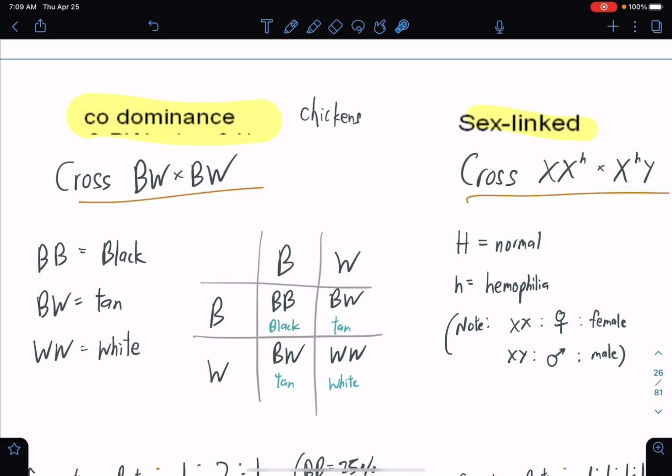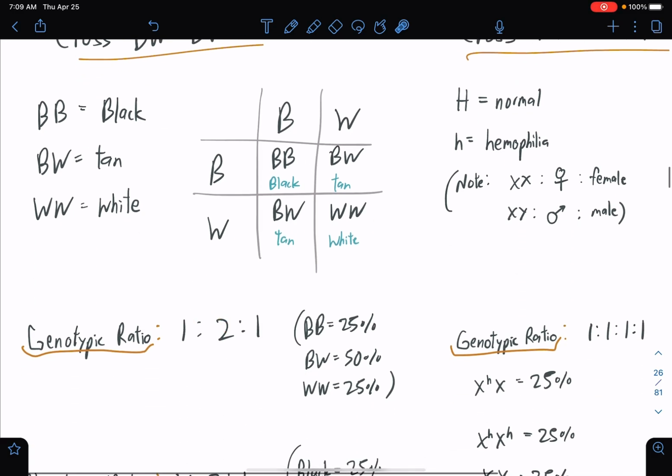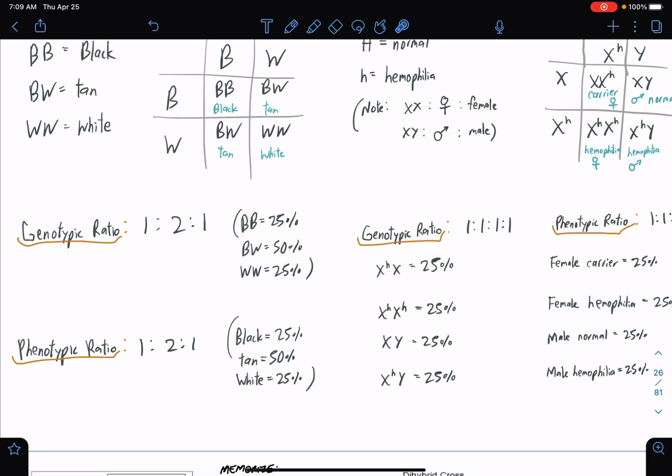Okay, so if we cross BW, here we have black, 2 tans, and 1 white. So genotypic ratio 1:2:1, and the percentages over there. And phenotypic ratio the same, but this time we just label the symbols based on what they actually mean. So BB is black, BW is tan, WW is white.